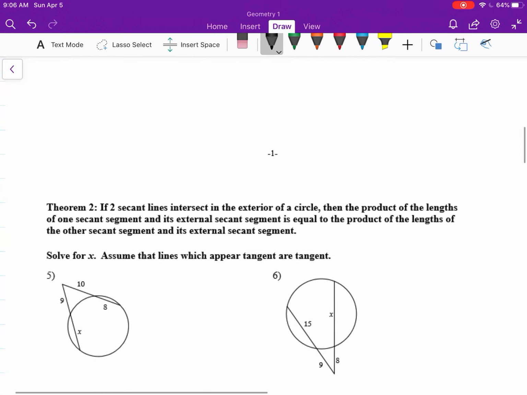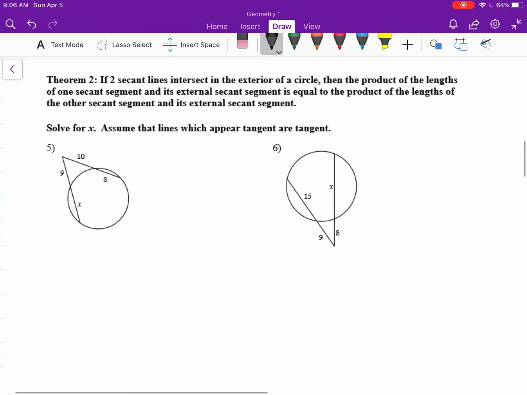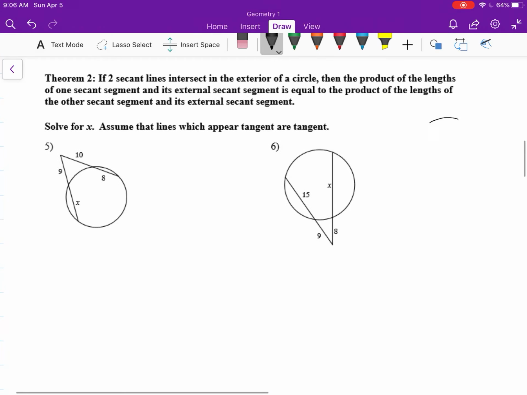The next theorem, and all these theorems are going to have a little bit of similarities. We're going to have a product is equal to another product. So this one looks longer. If two secant lines intersect in the exterior of a circle. So once again, we're going to have a circle, and we're going to have some secant lines, and they're going to intersect somewhere out here on the exterior of the circle.